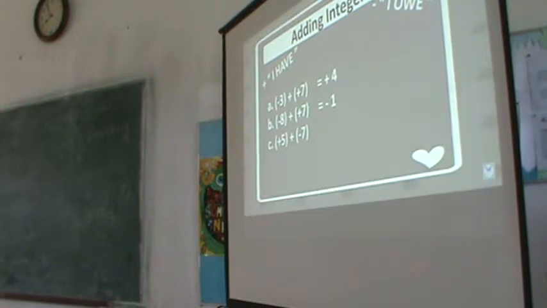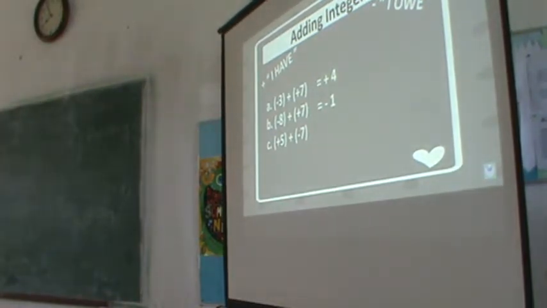The third example. I have 5 rand and I owe 7 rand. So I'm going to pay the 5 that I have to give you, and now I'm still owing money. I don't have any money left at all, and I still owe 2 rand. So negative 2.